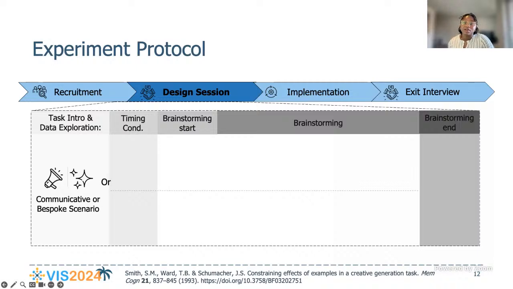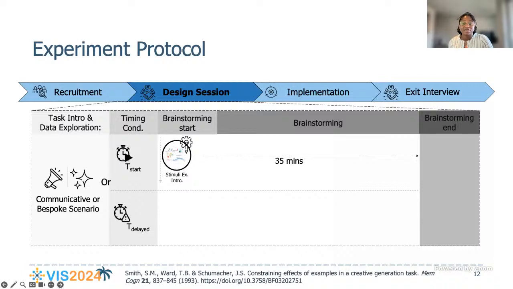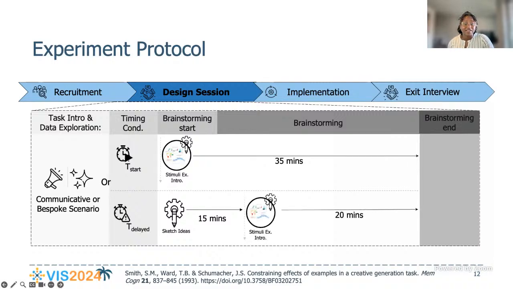The key factor we explicitly account for in our design session is when examples are introduced, with 2 timing conditions. First, the start condition, and also the delayed condition. In the start condition, participants were given access to stimuli examples at the beginning of the brainstorming session. In the delayed condition, participants first sketched out ideas for 15 minutes before being introduced to the stimuli examples and then sketching for the remaining 20 minutes. Both groups had about a total of 35 minutes for brainstorming. So after brainstorming, participants then selected 2 of their favorite sketches, which were then implemented by the experimenter.